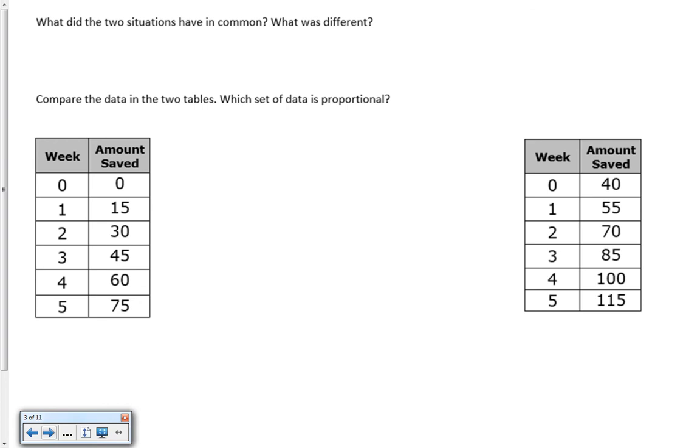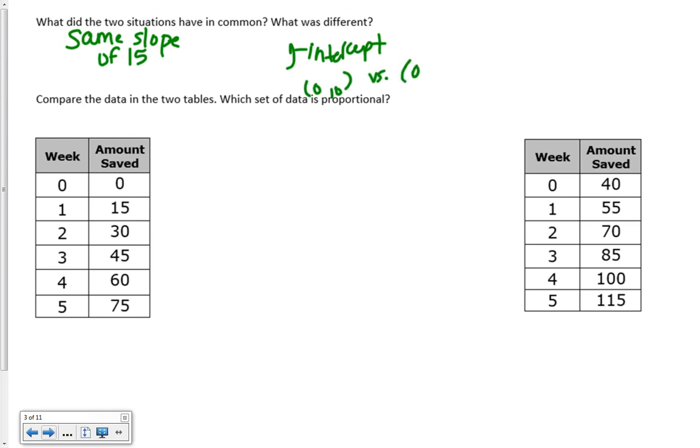So now it asks us, what do the two situations have in common, and what was different? Well, one thing that was in common was the slope, right? They had the same slope of 15. That's because they both saved $15 each week. That didn't change. What was different, however, was the y-intercept. Christine's was 0, 0. Bobby's was 0, 40. So they started in different places.